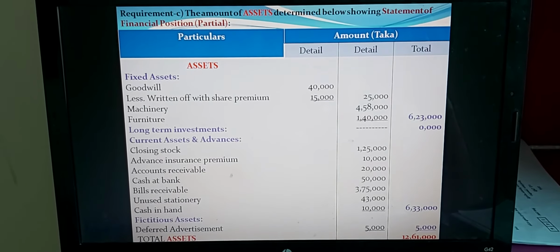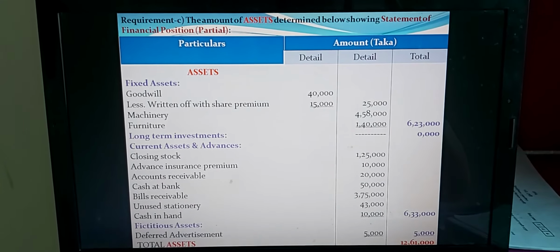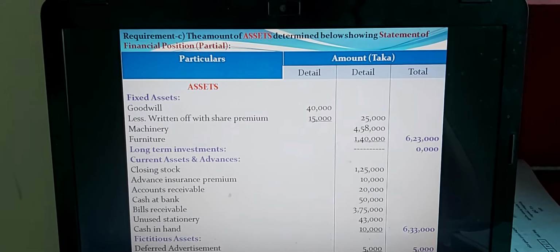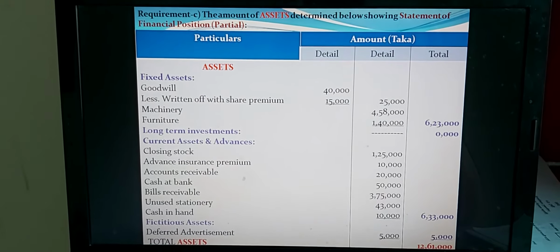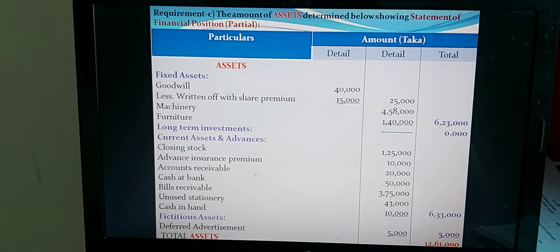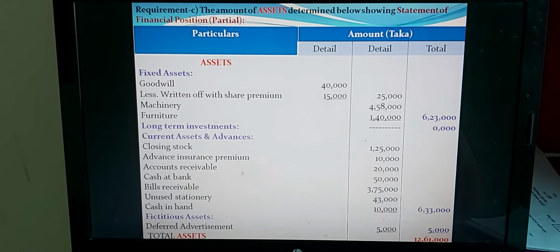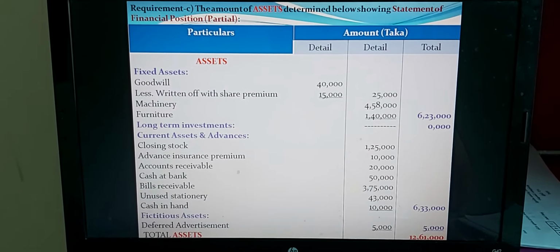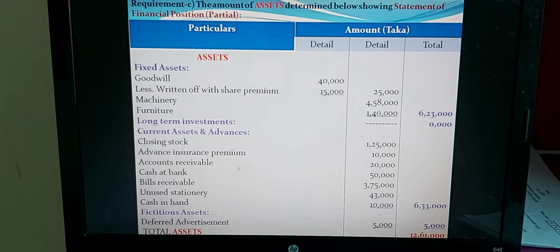From the SSC level, totally 4 heads of assets are available. At first, write fixed assets, second head long-term investment, third head current assets. But in this label, you can write it current assets and advances. Number 4, fictitious asset, but in previous time you have written it other asset. It's another name of expense not yet expired. So now you can start with the fixed asset.